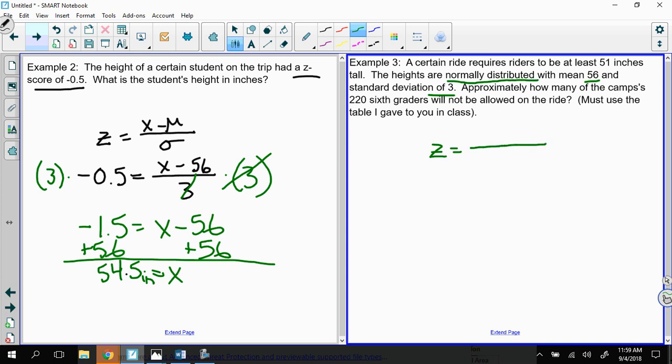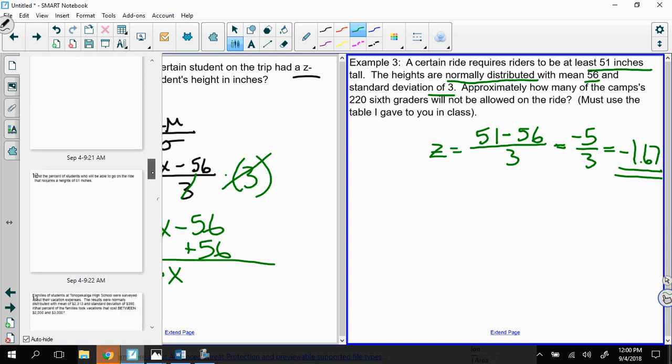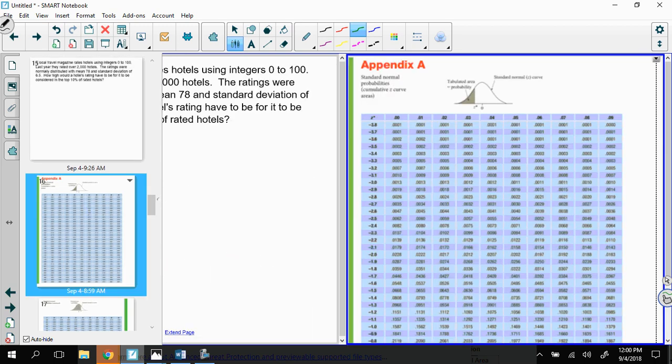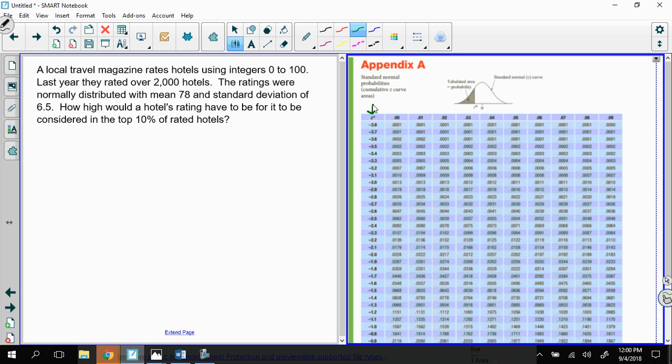So the value is 51 inches. That's lower than the mean, so that has to mean that we're going to get a negative number because the mean is higher, and the standard deviation is 3. So our z-score is going to be negative 5 over 3, or negative 1.67. Now that negative 1.67, that's how many standard deviations below the mean we actually are. So if I look at the table that I gave you in class, there's 2 of them. One had negative numbers in this column here. One had positive numbers. We're looking at how many kids are below that negative 1.67.